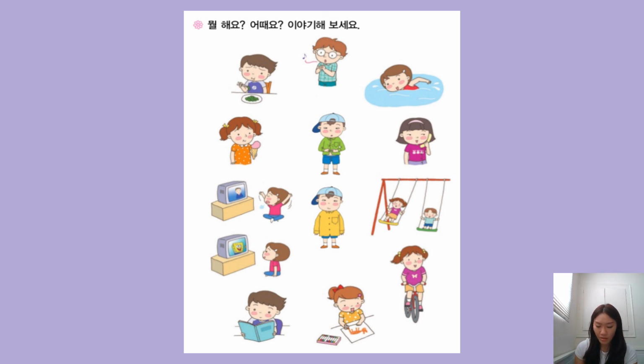Next one, she's swimming. So we're going to say 뭘 해요? And then we're going to say 수영해요. And then 어때요? We're going to say how is it? We're going to say she's having fun, right? Because swimming is fun. So we're going to say 재미있어요. And then let's just do 3 more examples because there's so many on this page.